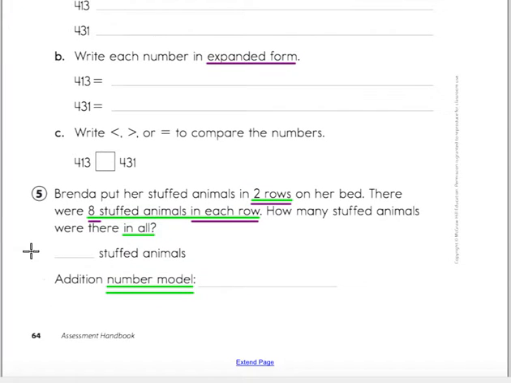Number 5, Brenda put her stuffed animals in 2 rows on her bed. There are 8 stuffed animals in each row. How many stuffed animals does she have in all? You're going to write how many stuffed animals right here.